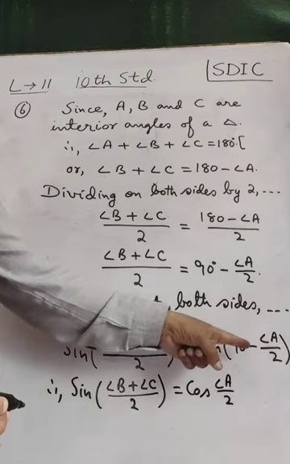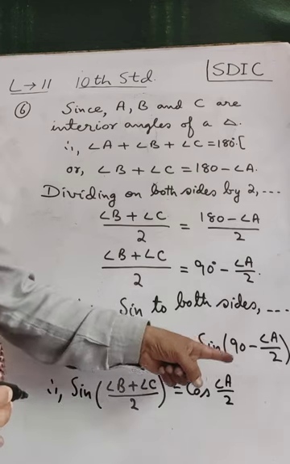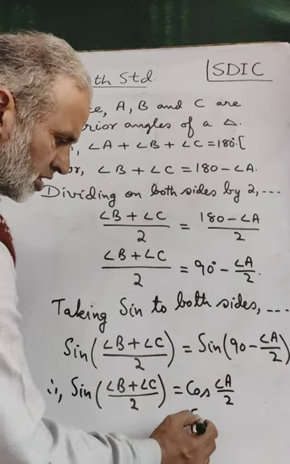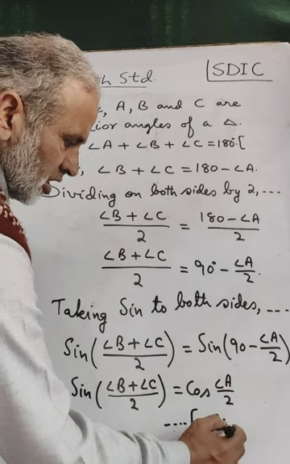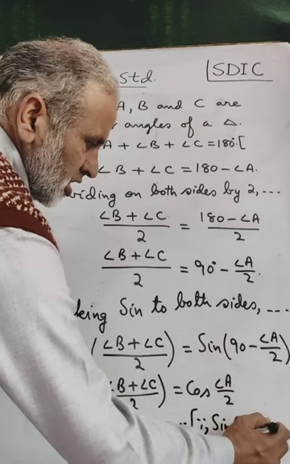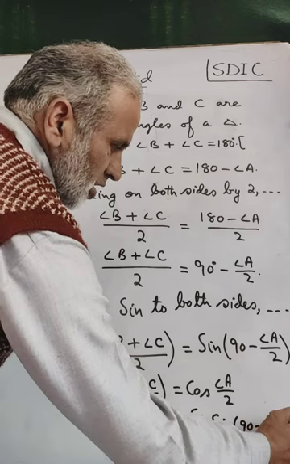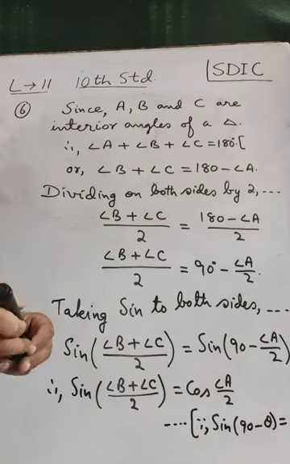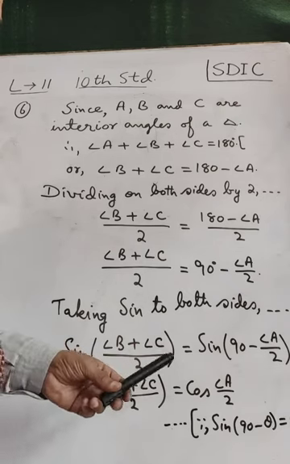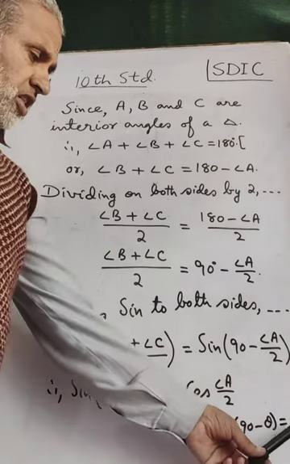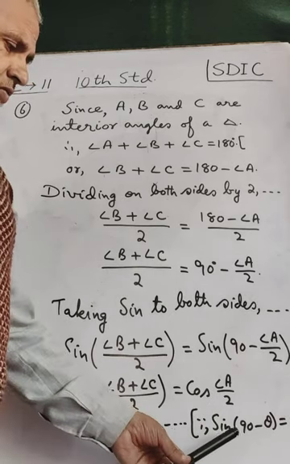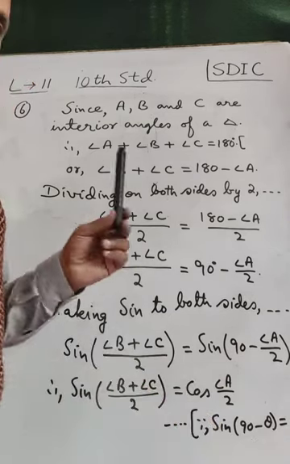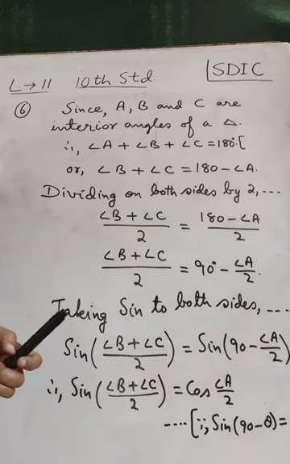Why? Because sine 90 minus theta is cos theta. Theta you have to replace by angle A by 2. Write as reason in the bracket because sine 90 minus theta is equal to cos theta. This relation we have used out of those 6 complementary trigonometric relations. By replacing theta by angle A by 2, we get sine 90 minus angle A by 2 equal to cos A by 2. That completes the solution of this question.